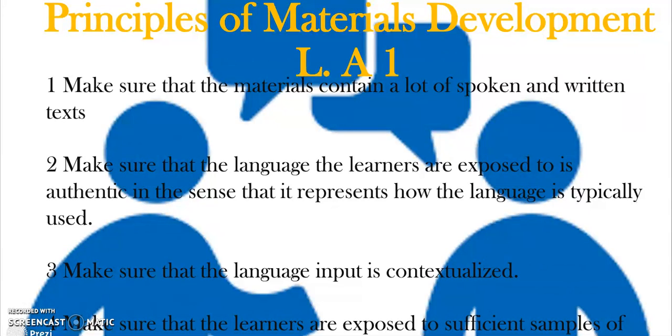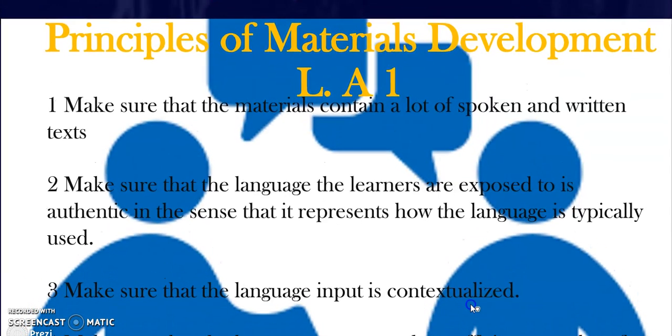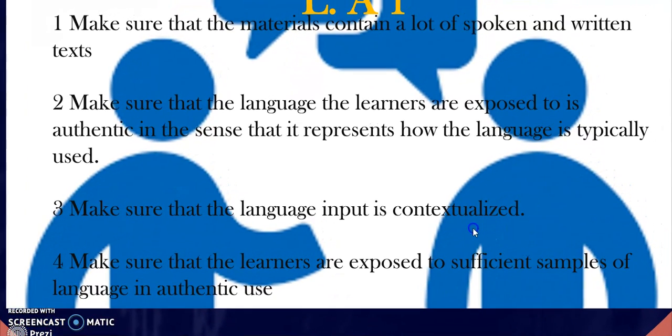Second one, make sure that the language the learners are exposed to is authentic in the sense that it represents how their language is typically used. Third one, make sure that the language input is contextualized. Fourth one, make sure that the learners are exposed to sufficient samples of language in authentic use.